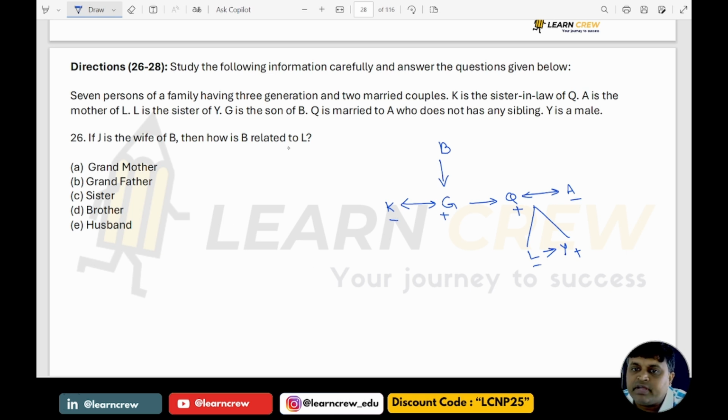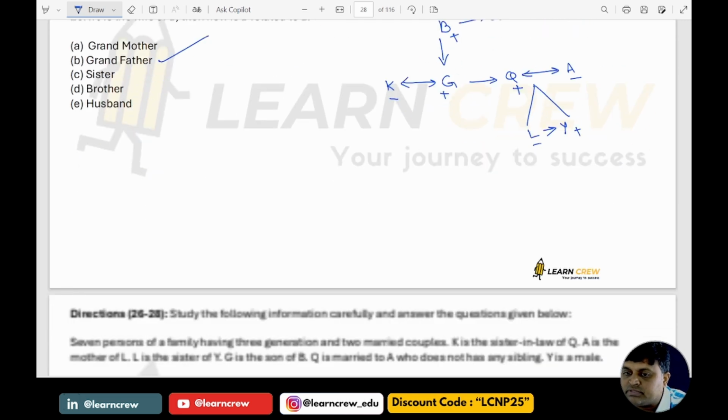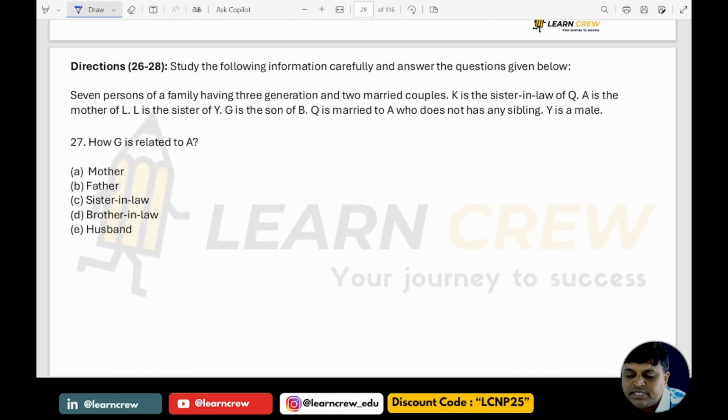Now, if J is the wife of B, then B is the husband. Then how is B related to L? B is going to be the grandfather. Now next, how is G related to A? It is brother-in-law.